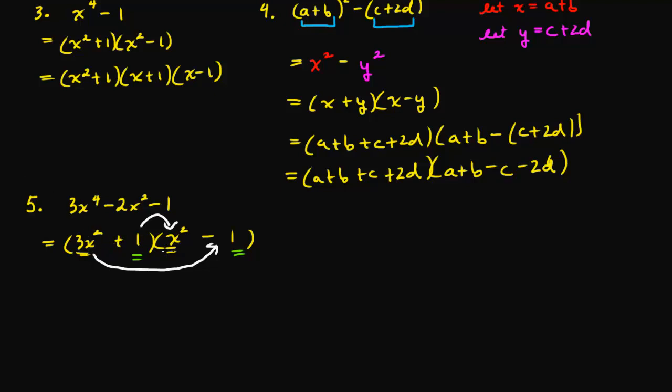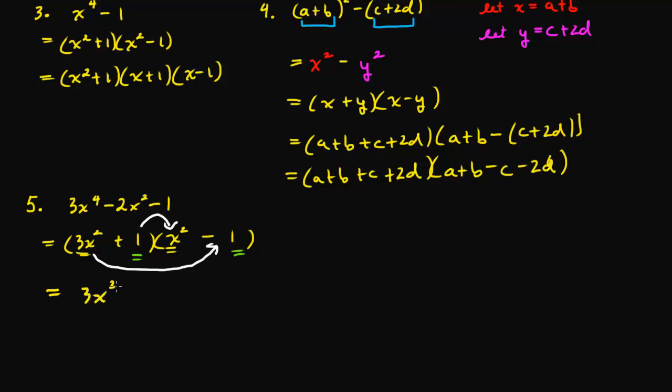Notice here that we're not done though, because the question said factor completely. That means factor as much as you possibly can. And in the second binomial here that I factored this into, I have x squared minus 1, which is a difference of squares. So that means I can further factor this.